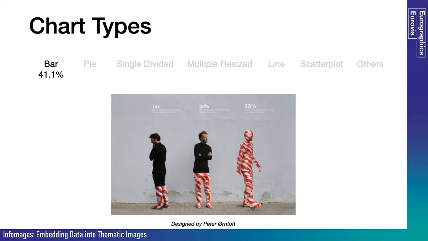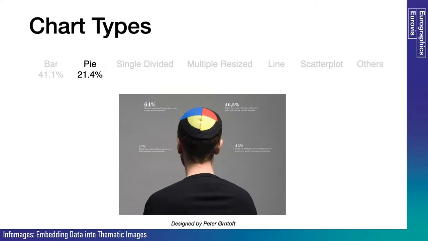The second most popular was a pie chart, which was present across 21.4% of the graphics. Here, a pie chart is embedded into an image object. In this case, a pie chart was embedded into this man's kipper. The next chart type is a single divided object, covering 12.5% of the graphics.